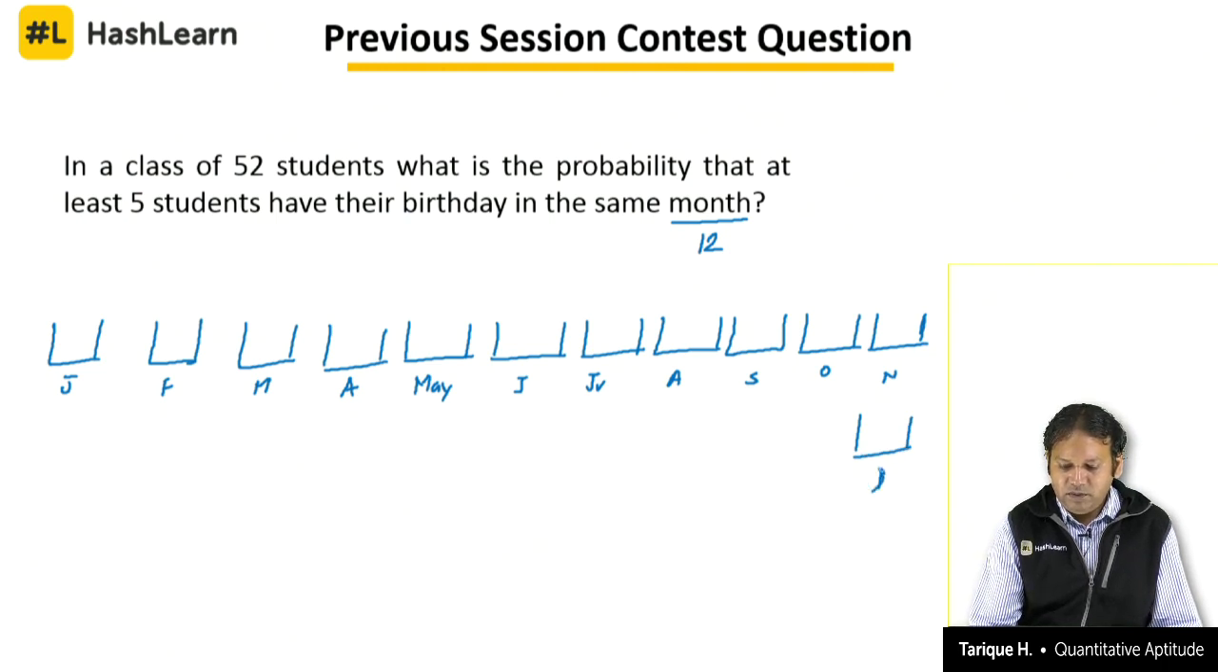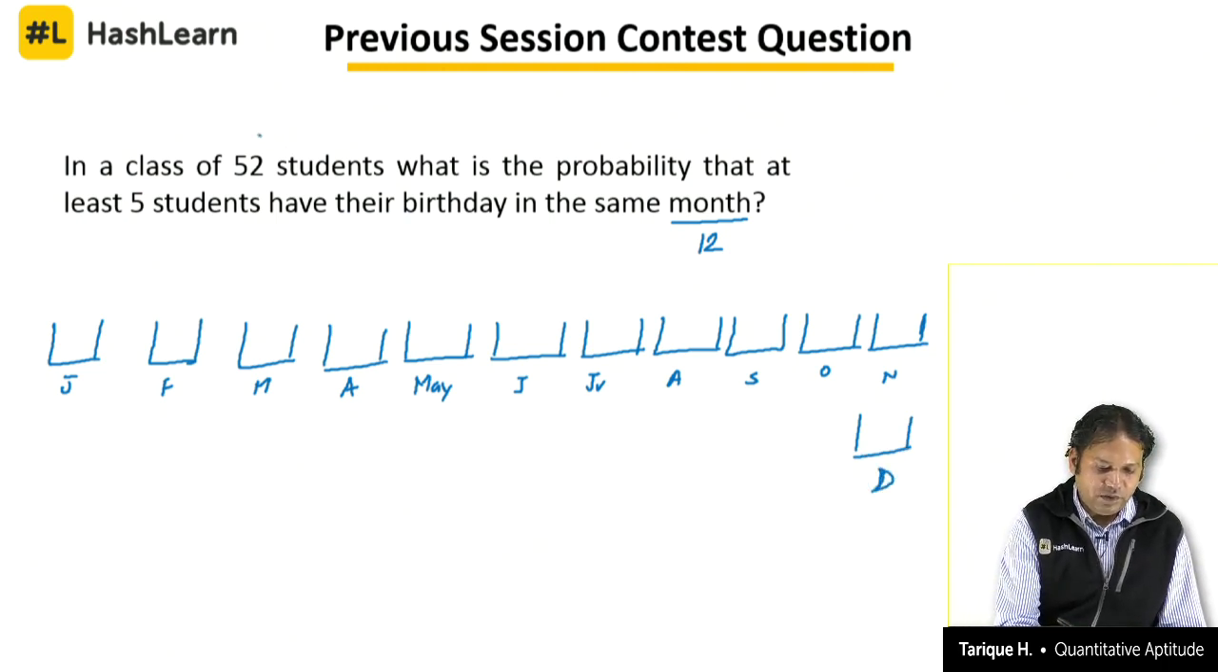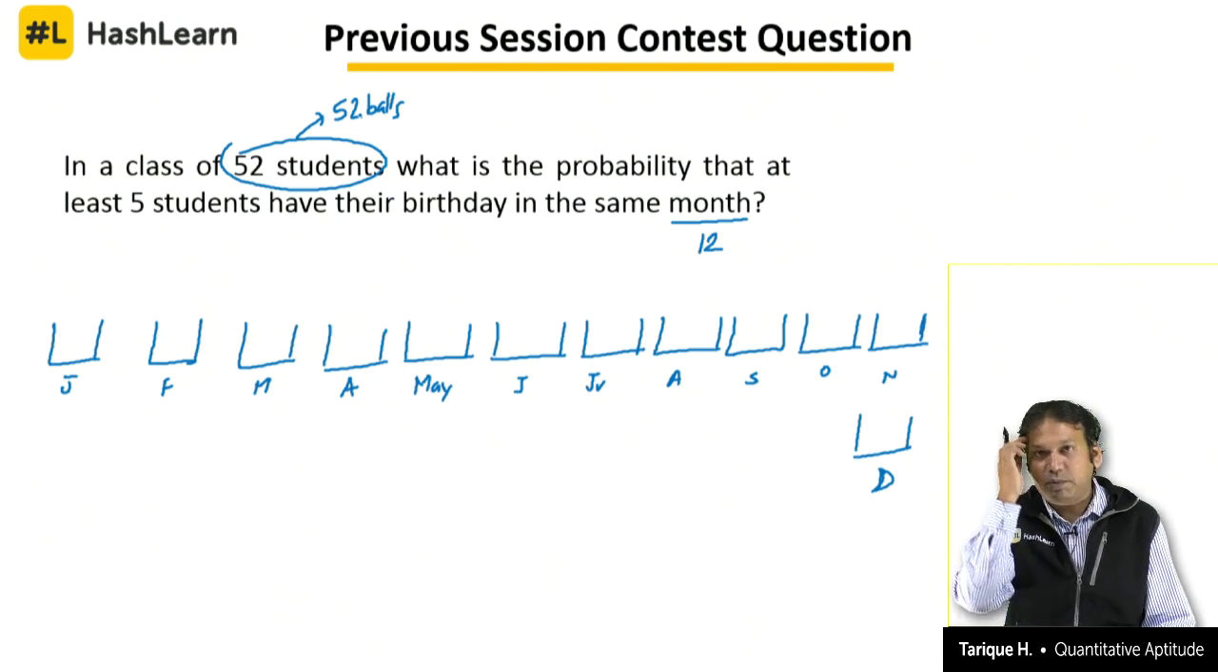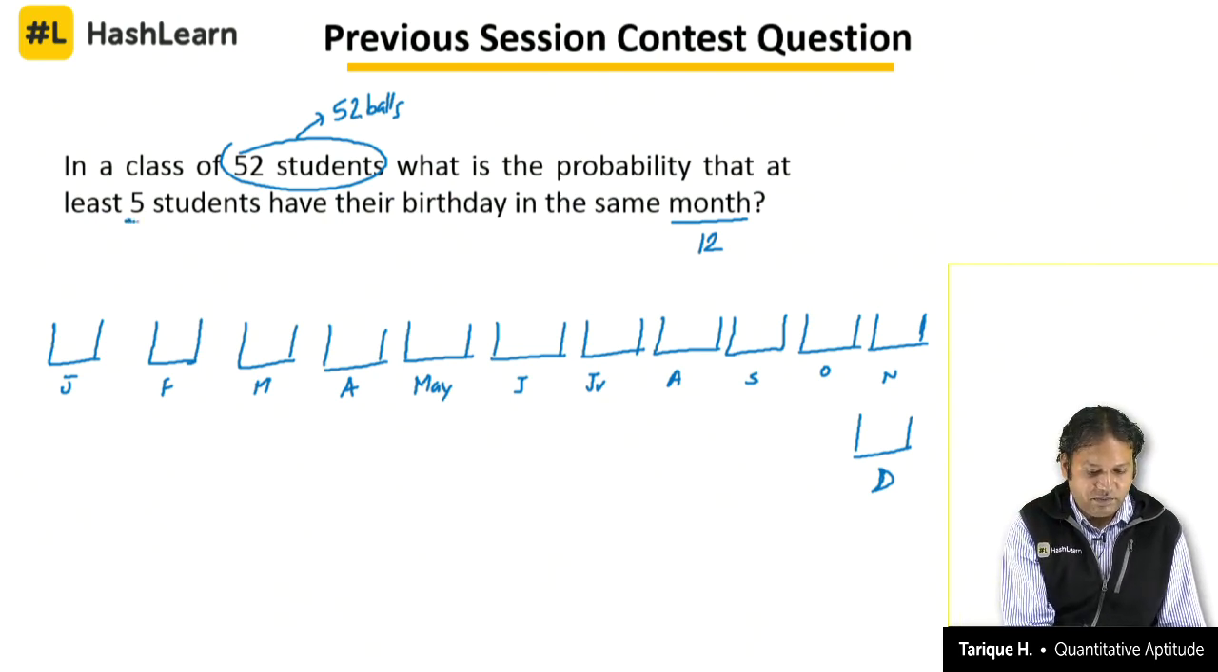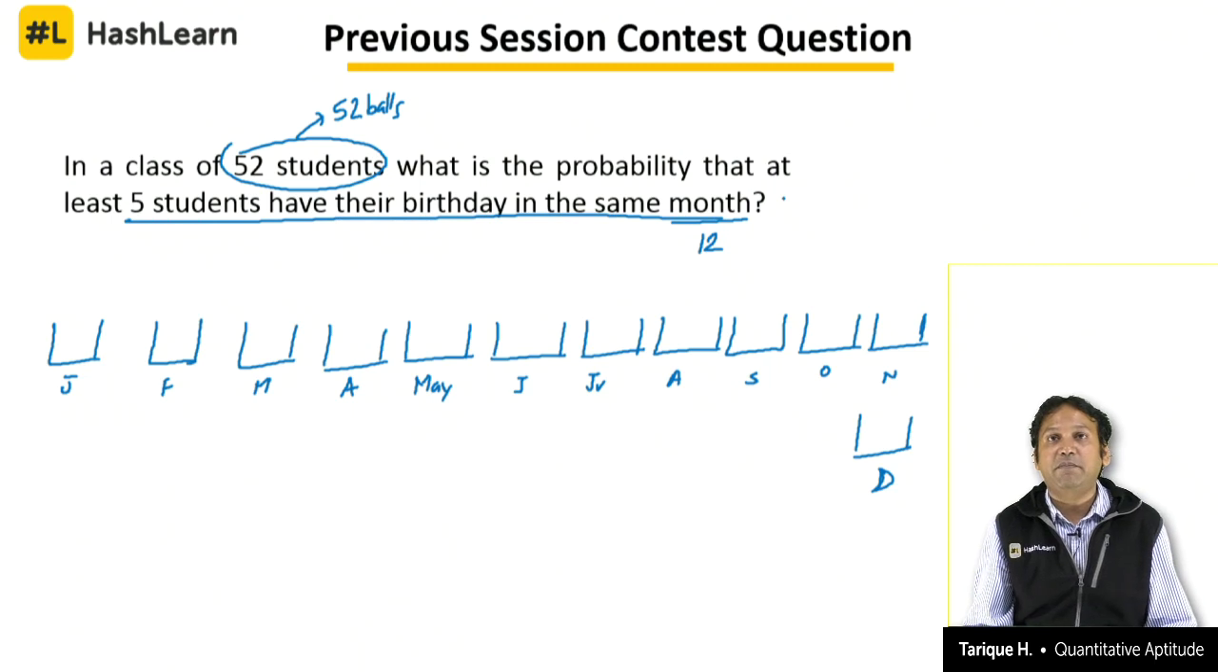Okay. So there are 12 boxes, and think of these 52 students as 52 balls. Now we are finding out the probability that at least 5 students have their birthday in the same month, that means at least 5 balls are there in the same box, and that box could be any one. We are trying to minimize the number of cases when 5 balls are there in a particular box, or number of cases where students have their birthday in the same month. So if you want to minimize this, what we should do is try to make sure that the least number of students have birthday in the same month.